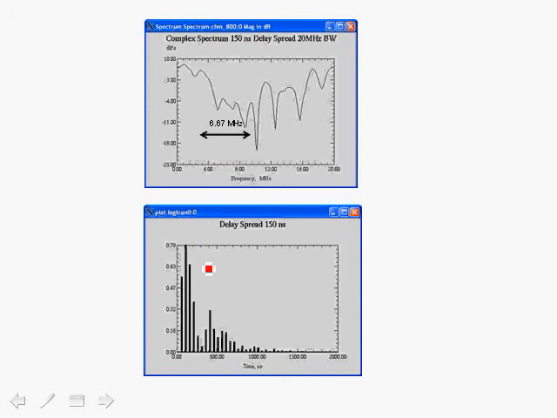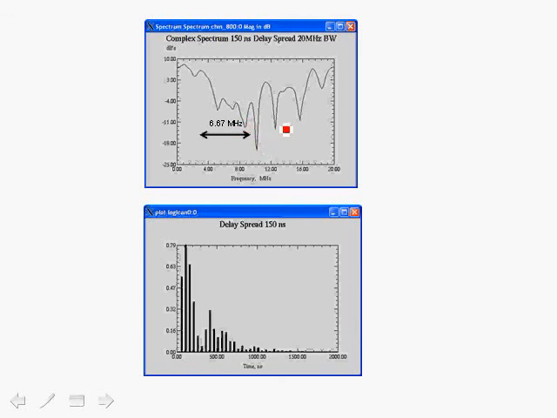Here we show the actual power delay profile for a delay spread of 150 nanoseconds for the same channel. Now if we take the delay spread at 150 nanoseconds and invert it, we get 6.67 megahertz, which we've shown over here. So the inverse of the delay spread gives us 6.67 megahertz. Over 6.67 megahertz, we exhibit frequency-selective fading.